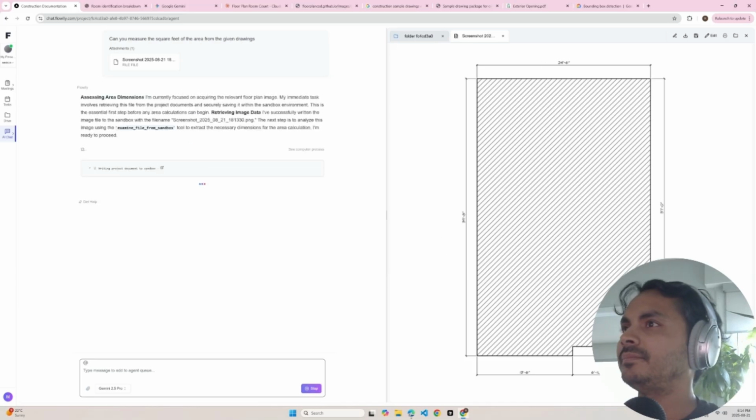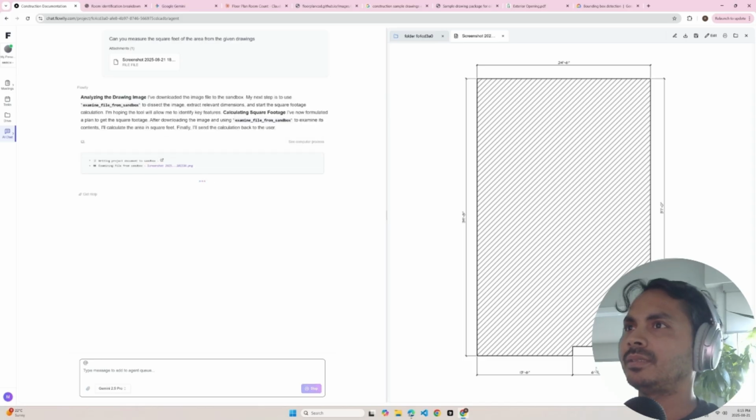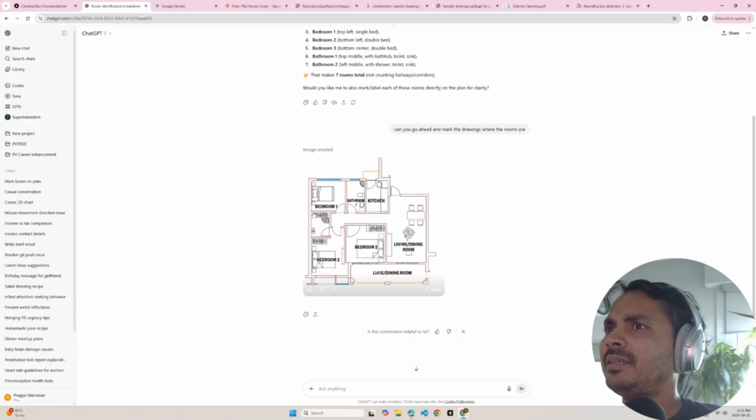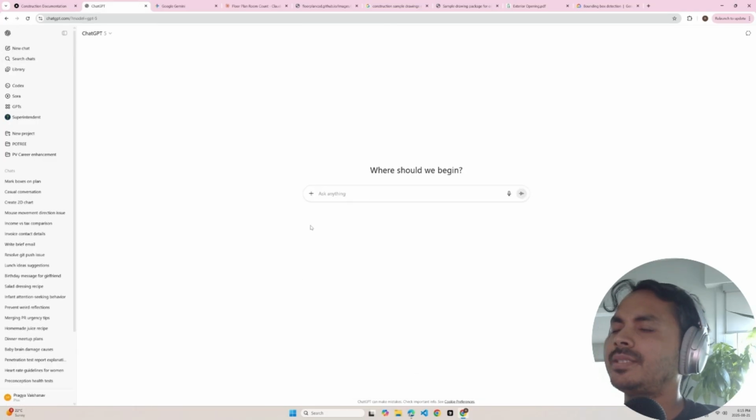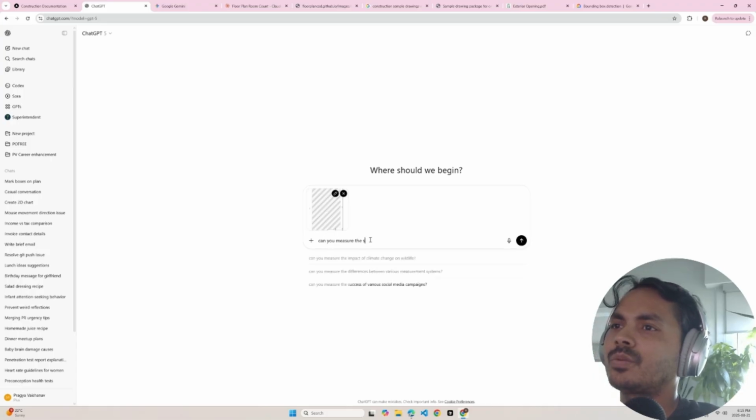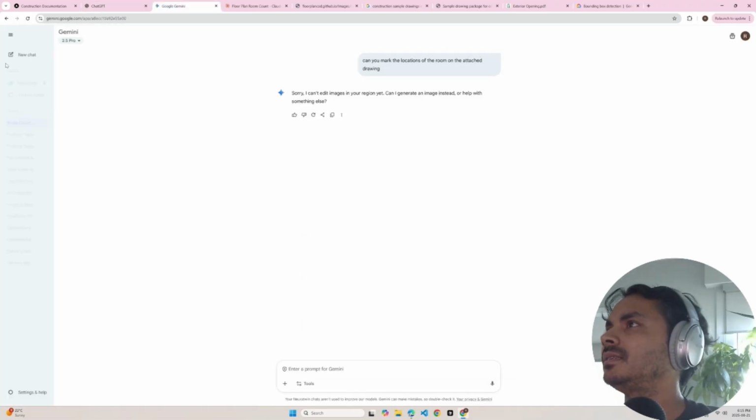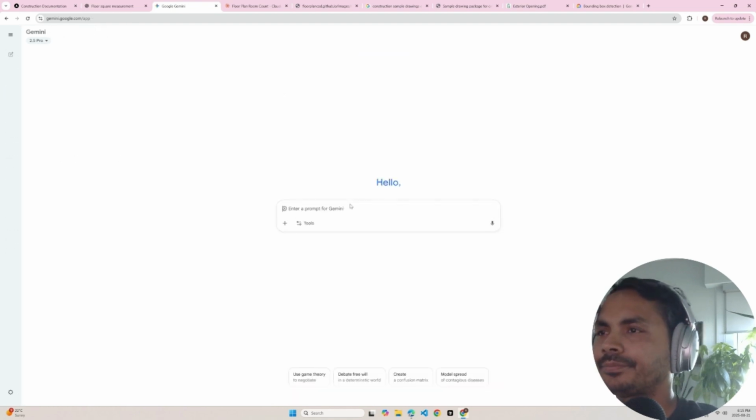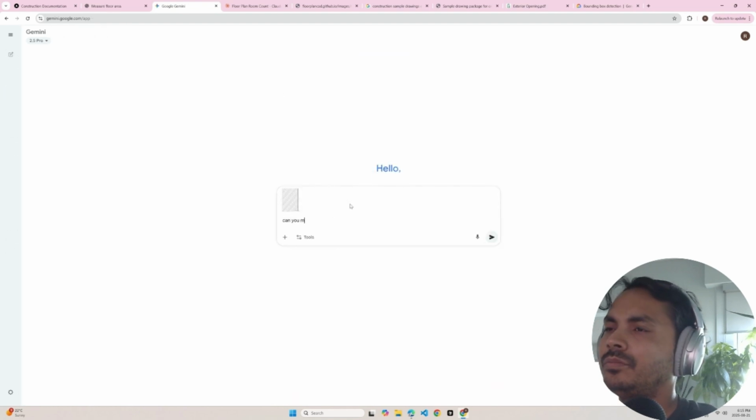It can probably measure all the parts of it. Yeah, same. I think this one should do that part easily because there's text on the drawing, right? So, can you measure the square foot of the floor? Yeah, and then this one I think should do it. Let me check. Can you measure?